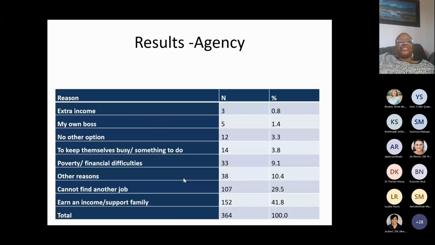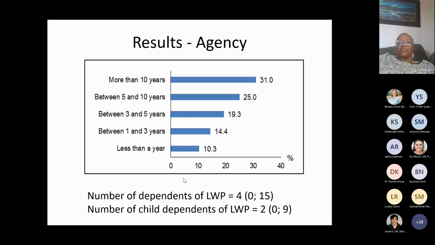for getting into waste picking. You can see this: cannot find a job or earn income for the family. Next slide. Most of them had been in this work for between 5 and 10 years, and they had dependents, of which at least 2 were children.